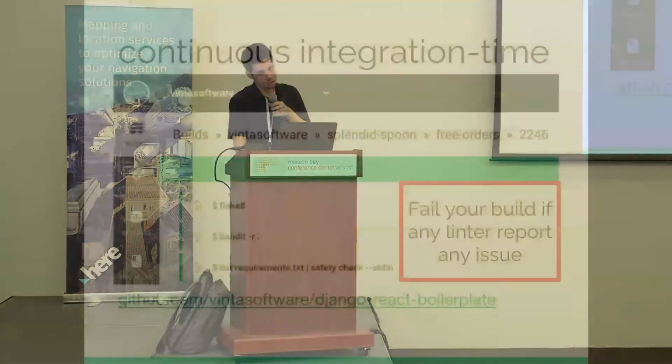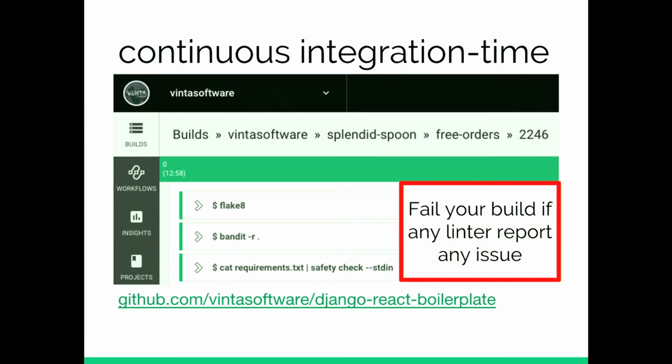You also need to have these checks on continuous integration time. For some reason, someone was able to commit, or they skipped the pre-commit checks, you need to fail your build if any linter reports any issue. So put each of your linters in a line of your continuous integration and check for them all and fail your build if any linter reports any issue. Probably you don't want that for style checks, but for security checks you want it, for flake8 you want it, and it's really important.